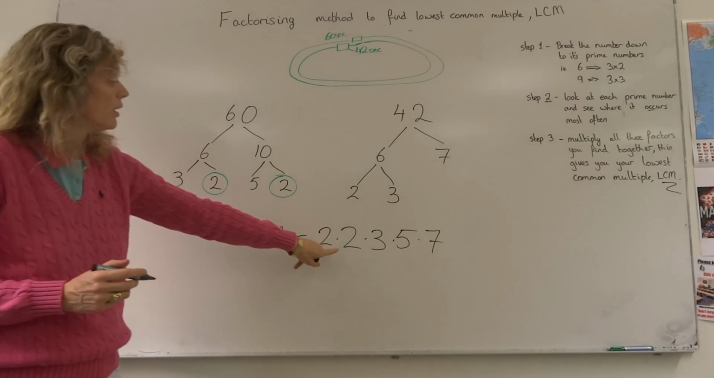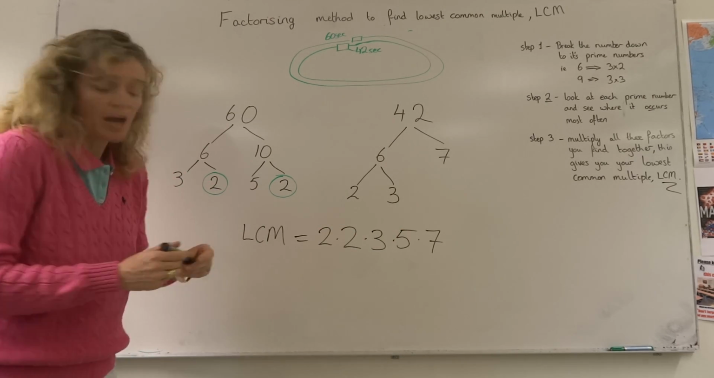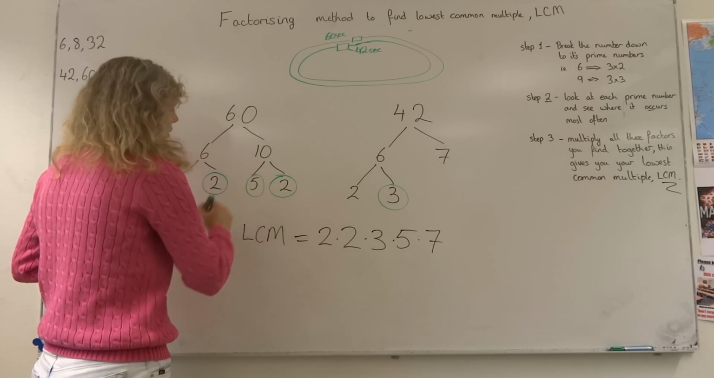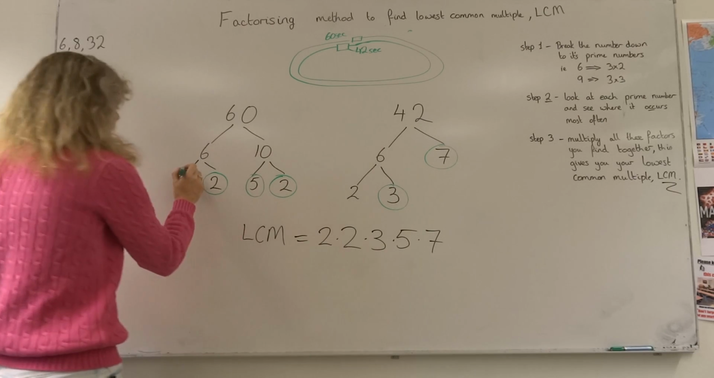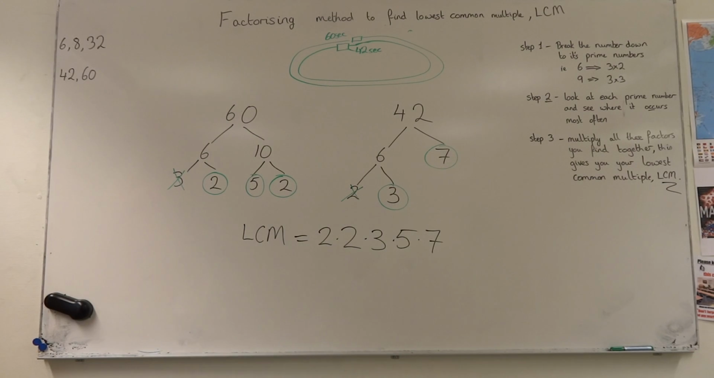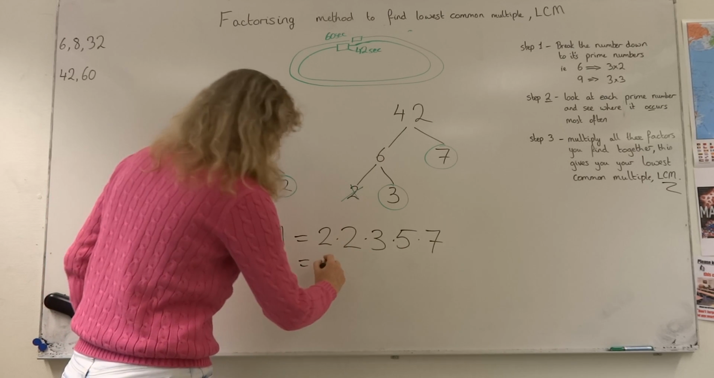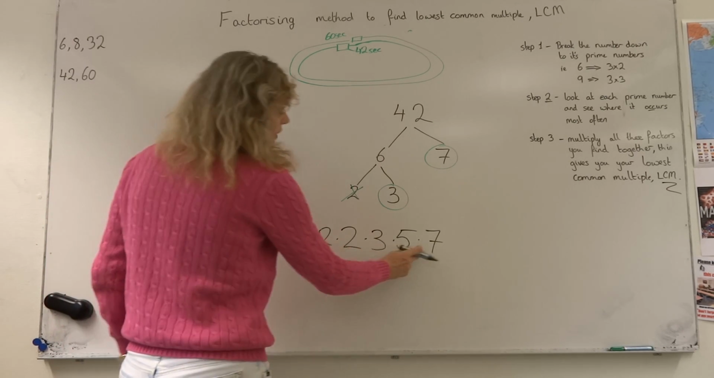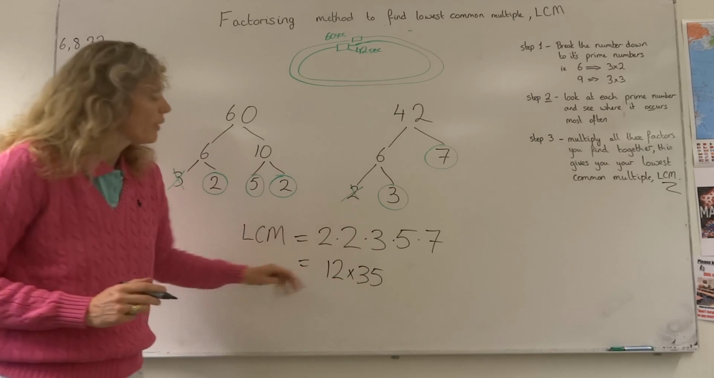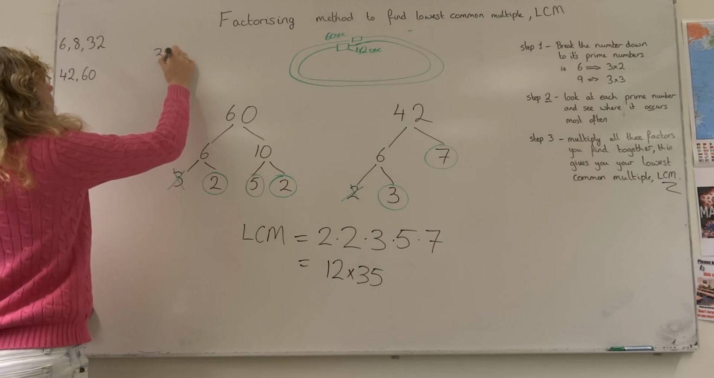So the most number of 2's we have in one place is 2. Then we have 1 3, 1 5, and 1 7. Here's our 3, here's our 5, and here's our 7. That one's already been used once, and that one's already been used for 2's. So now we can actually get the lowest common multiple of this. 2 times 2 is 4, 4 times 3 is 12, 5 times 7, 35. So if we multiply 12 by 35, we'll get the lowest common multiple. Let's do that then.